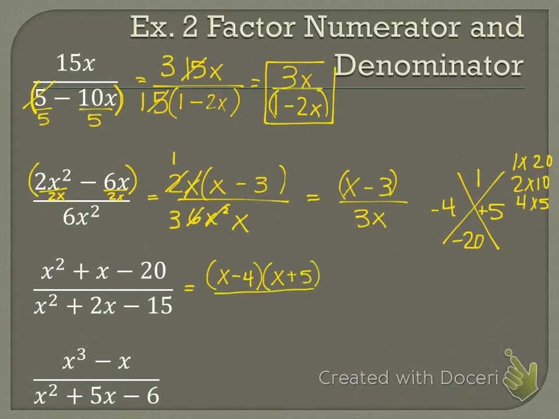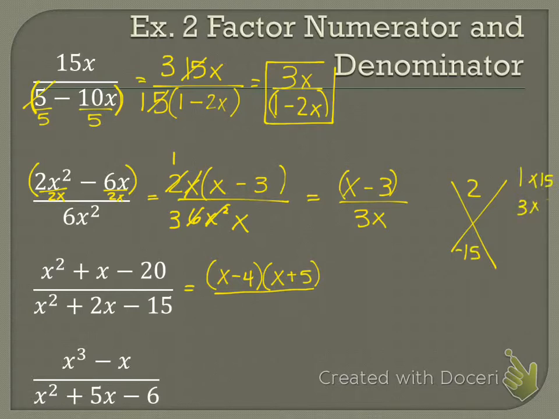What do I need to do to the denominator? Same thing. So I'm going to make my x, 2 on top, negative 15 on the bottom. Factors of 15 are 1 and 15. 3 times 5. Which ones do I choose? What are their signs? The first one.